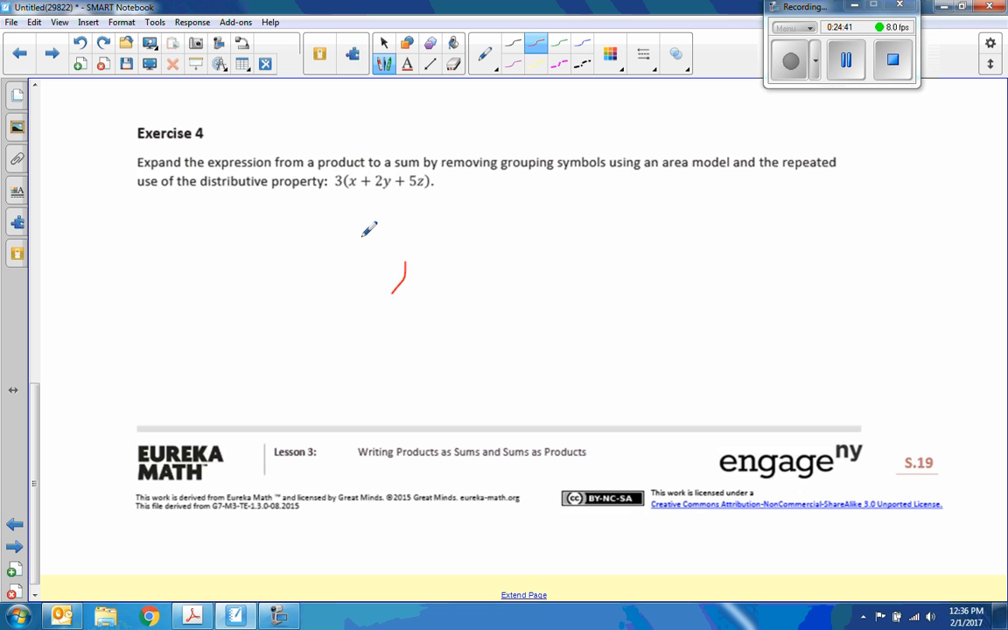So if I take the original problem right here, and I'll show all my work this time. 3 times x, I'm going to represent it as 3 times x plus 3 times 2y plus 3 times 5z. Okay, that's going to give me 3x, plus 3 times 2y is 6y, plus 3 times 5 is 15z.